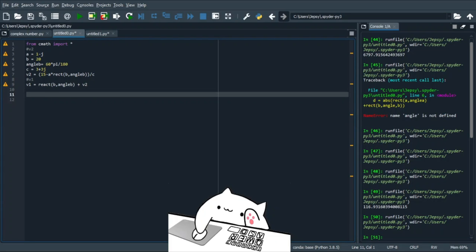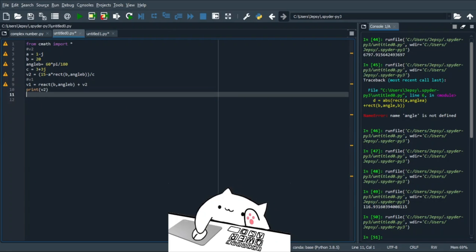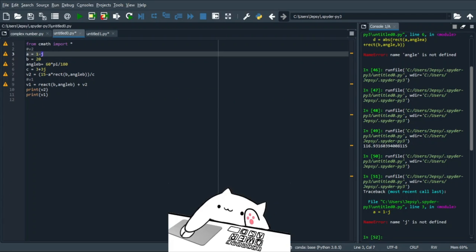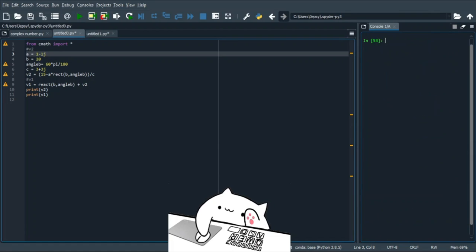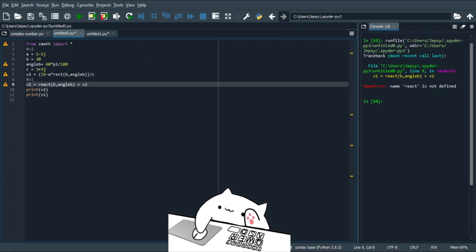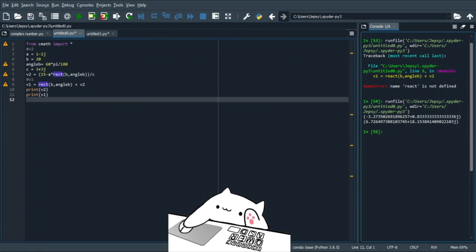Let's see here. Okay, then let's print this. So print my V2, and let's print V1. Nope, it's not defined, so I put here 1. Oops, so let me clear this. So let's see if this works. Nope, rec isn't defined. Rec, rectangular. Yeah, so this is wrong again. So this is rec. Okay, then let's play.